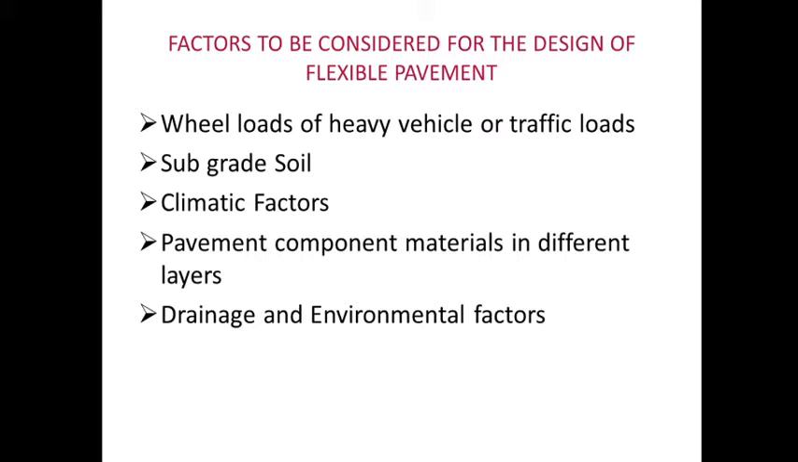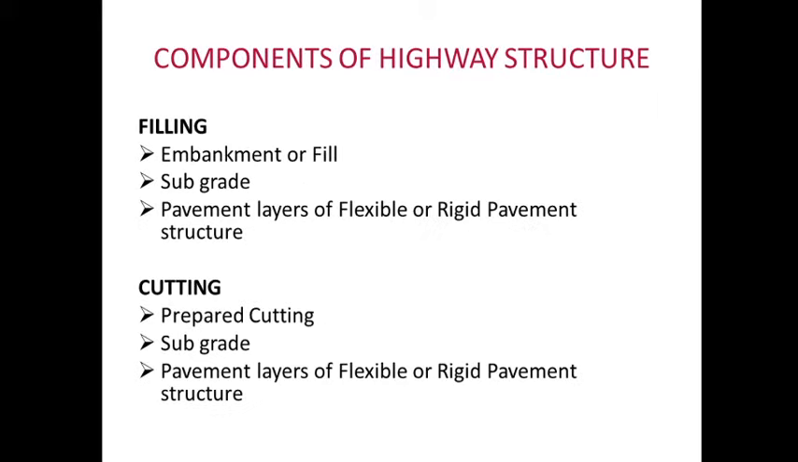Then pavement component materials in different layers such as soil, stone aggregate, and bitumen as a binding material for flexible pavement, whereas cement as a binding material for rigid pavement. Then drainage and environmental factors such as rain and traffic as mixed traffic or individual traffic. Then we can discuss the components of highway structures.